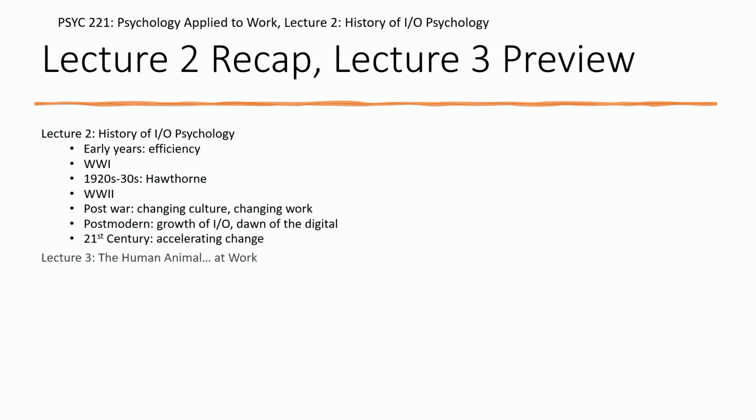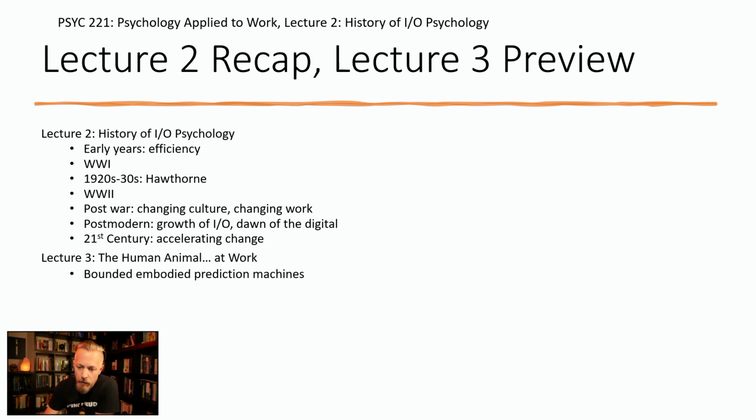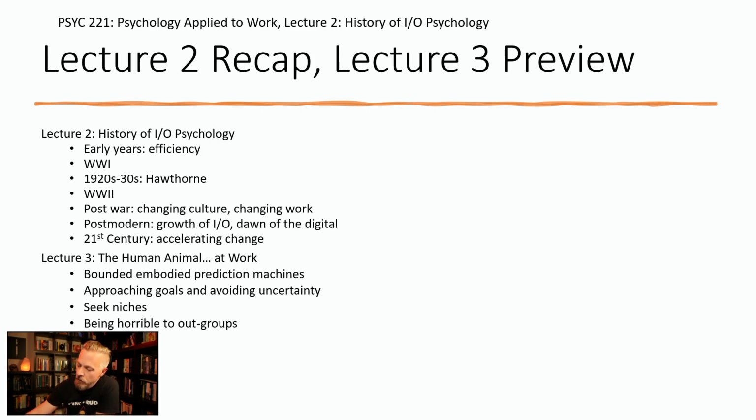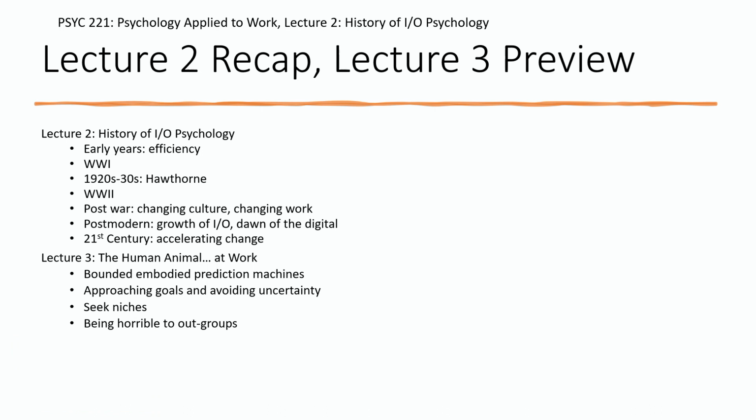Okay, and then next lecture, we are going to have our first bonus lecture, and that's going to be the human animal at work. We're going to talk about stuff like bounded embodied prediction machines. What in the hell is that? We're going to talk about approaching goals and avoiding uncertainty, seeking niches, the human proclivity to being absolutely horrible to outgroups, and the organization or work as the environment.